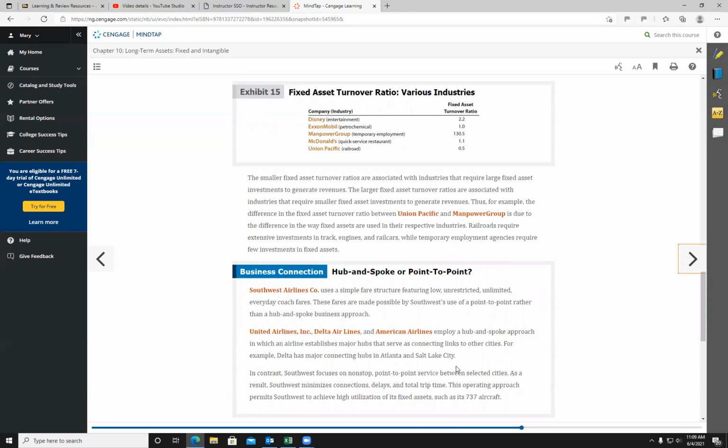In simpler terms, if you have to purchase and run large pieces of equipment to generate your product, then obviously you're going to have a higher investment in your fixed assets versus a company that does not have to purchase large pieces of equipment to produce their product. That's basically what that's saying.